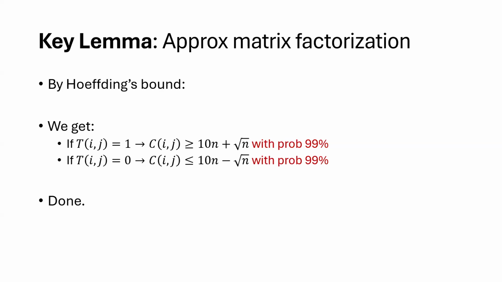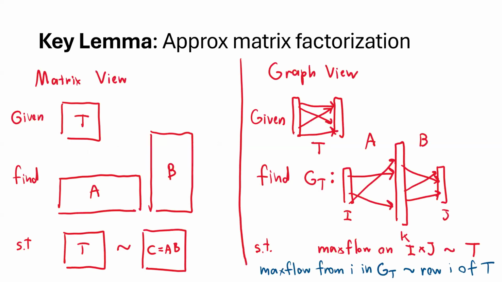Questions? So root N is the biggest function that works? Yeah, with this technique, I get root N. Exactly. So again, we basically get this kind of picture. Given any matrix T, we can factorize it so that the product looks like your target.